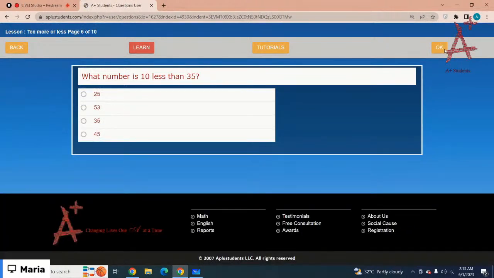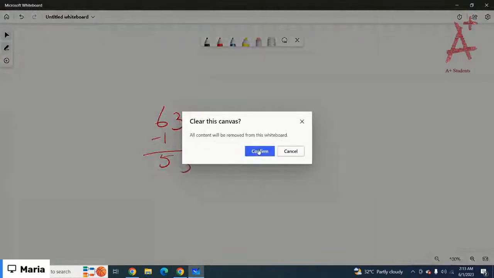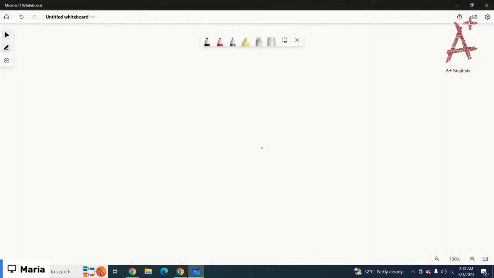Okay, what number is 10 less than 35? So which is the correct option? 10 less than 35, you have to subtract 1 from the digit that is at the tens position, or either you can simply subtract 10. 5 take away 0 is 5 and 3 take away 1 is 2. Got it? So it would be 25. Got it?